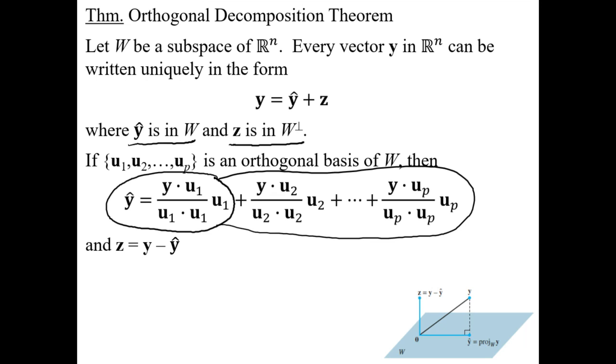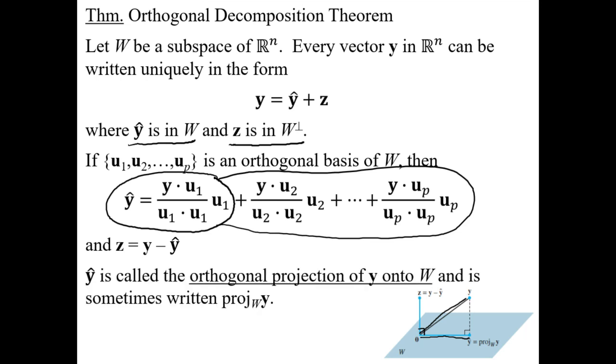Okay, and in the picture here, we can kind of see what we're talking about. Here's vector y, and we're projecting it onto W, and so this vector right here would be y hat. And then z is going to be orthogonal, so that's a little right angle here. So that's the picture. Again, it's the same picture as last time, except this time, instead of projecting it onto a line, we're projecting it onto a more complicated subspace. Y hat is called the orthogonal projection of y onto W, and is sometimes written as projection onto W of y. So just a little nomenclature there.